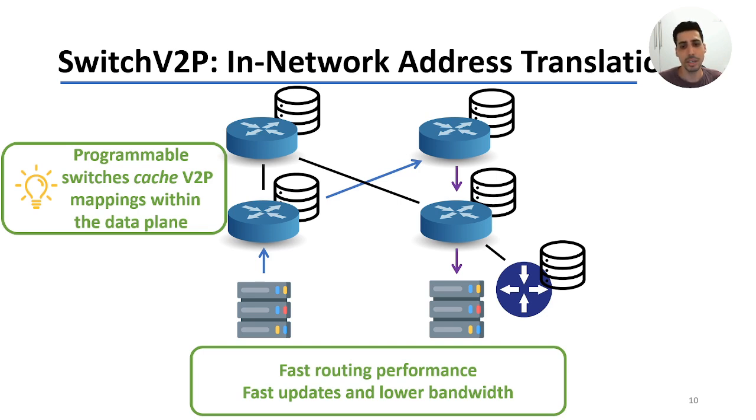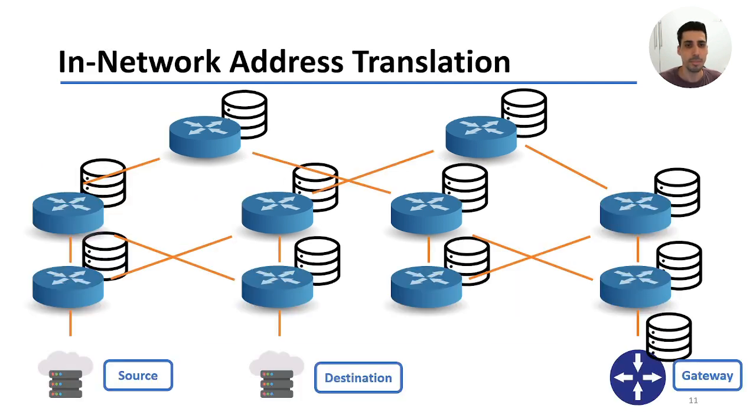Switch V2P also allows cache entries to be shared among different racks and pods, so it can also reduce packet latency. And as I'll show you later in this talk, Switch V2P does not make packet detours during the lookup process, so we never lose performance. Now, let's get into the details of how this solution works.